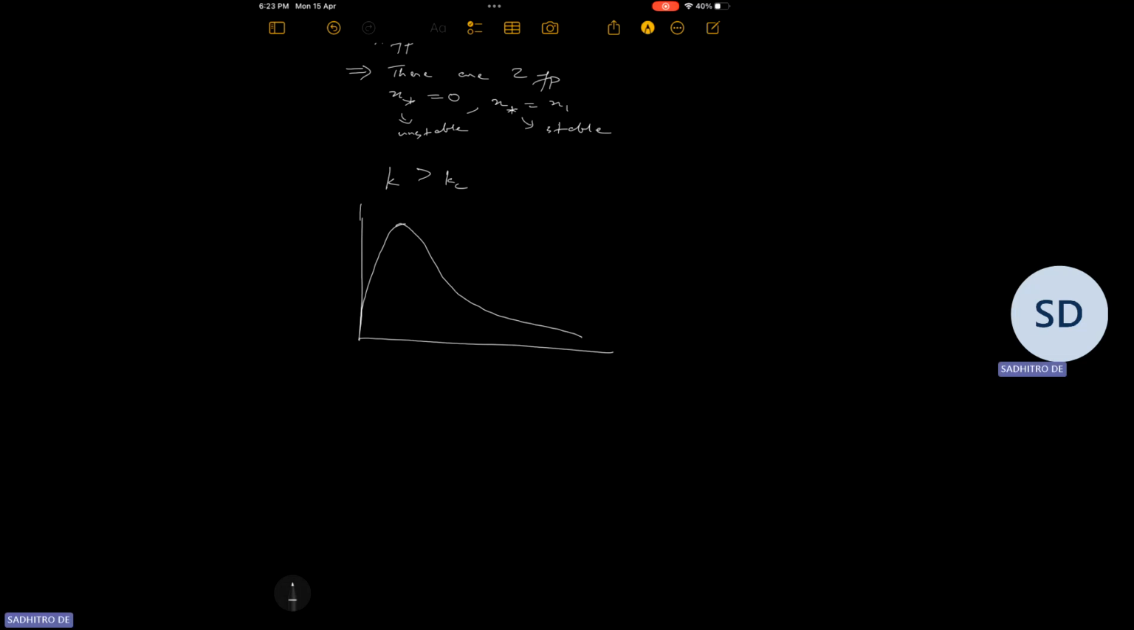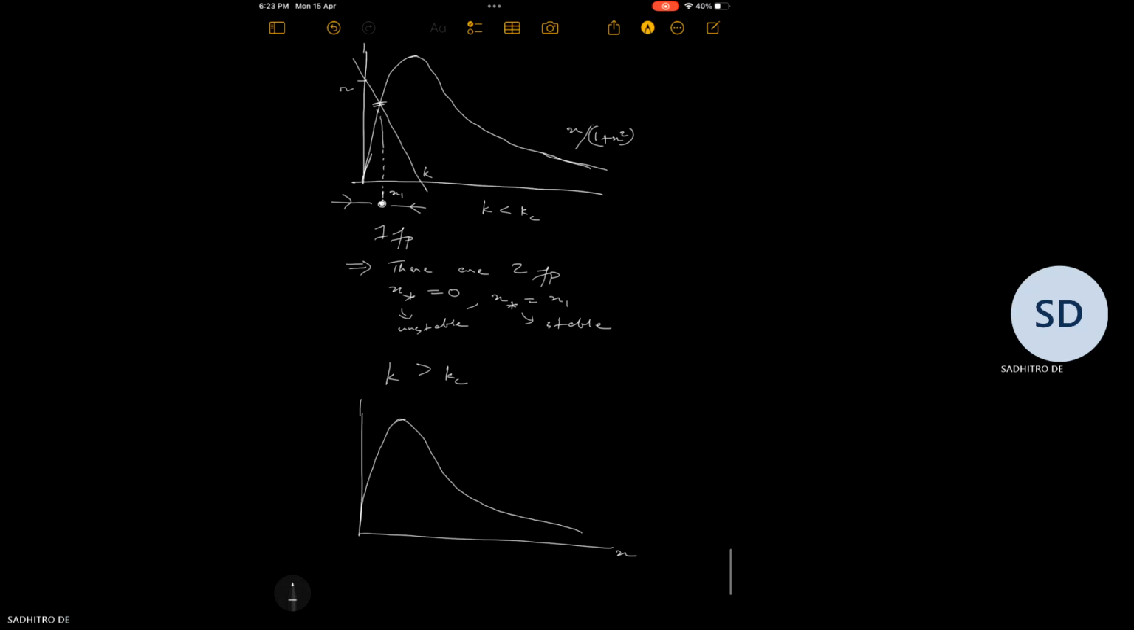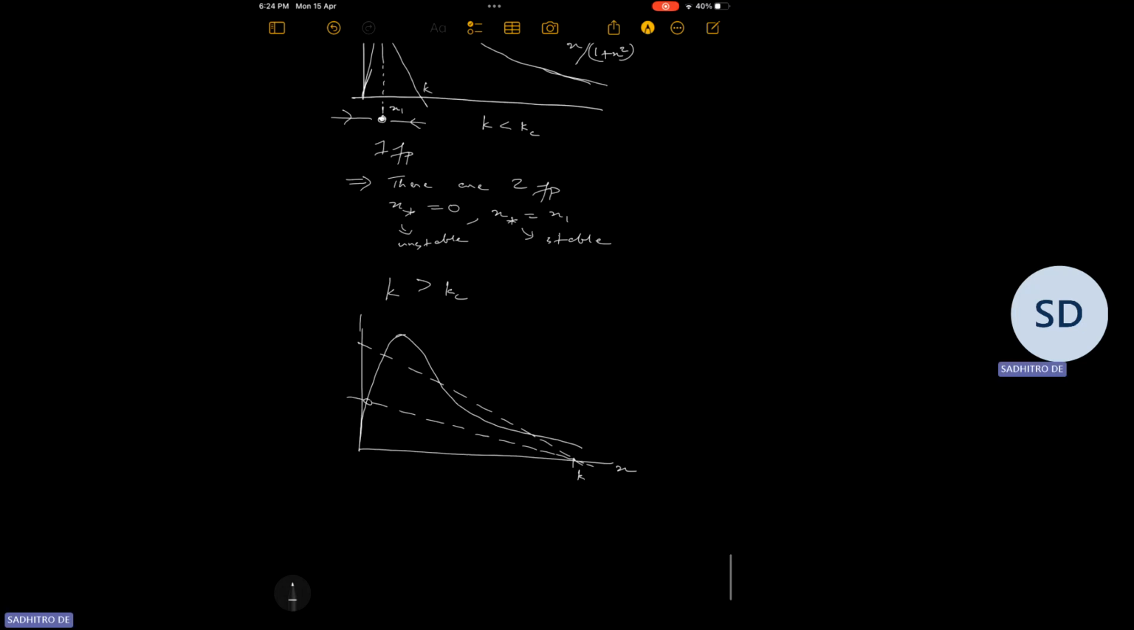Suppose this is x. Then suppose k is somewhere over here. You can have a situation which is like this, where there is only one fixed point, or you can have a situation like this, where there are one, two, and three fixed points.